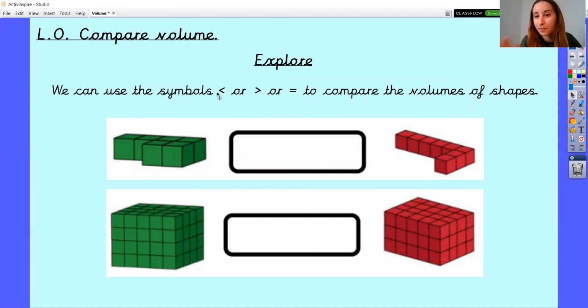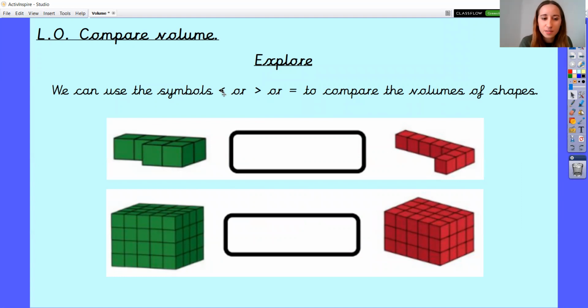So remember, I know some of you think about crocodiles when you think about these symbols, but essentially this one here is saying that something is less than something else, and this one here is saying it is greater than something else. I know we think about the crocodile eating the larger number or object or thing. So the wider end of that symbol needs to point towards the larger thing.